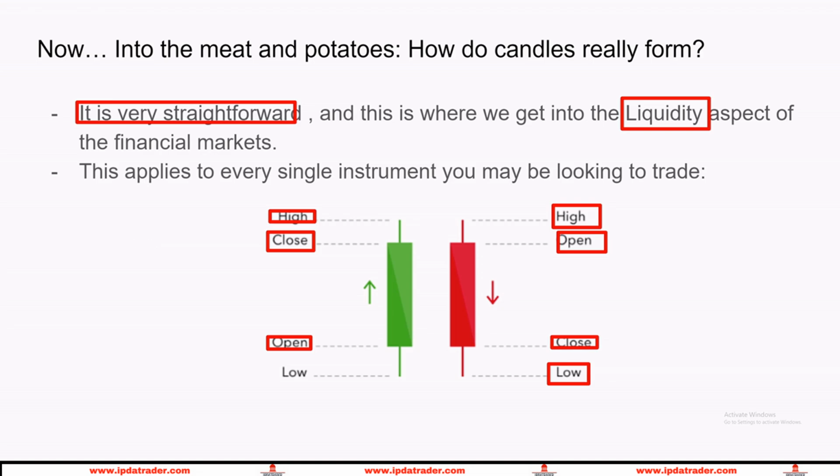Once again, you will find examples where there are candles that have no top wick or no bottom wick, but those are essentially outliers. They happen very rarely, and most of the candles do have a wick on both sides. It is very important to understand.